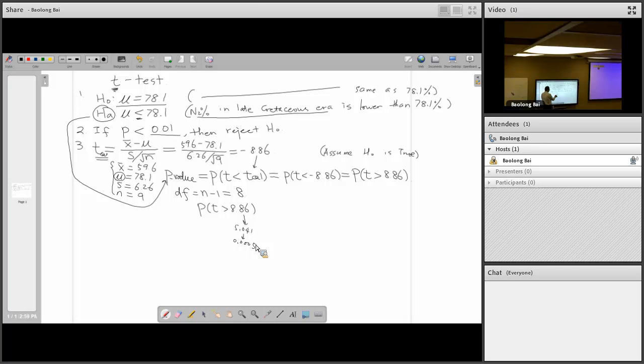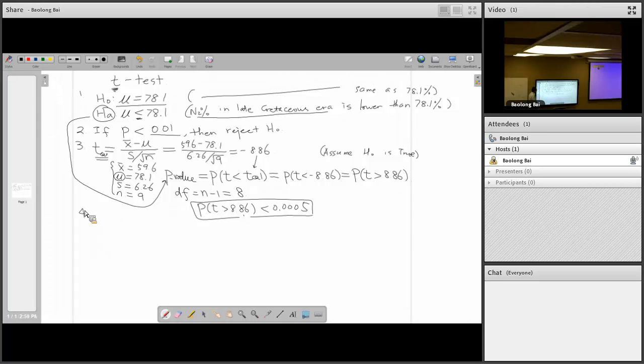Then, since you have a bigger t-score, your probability will be smaller, right? Because you're cutting the right tail off. So this probability will be smaller than 0.0005. Then step 3 is done. So basically we find the p-value. The p-value is less than 0.0005. Then we go to step 4.